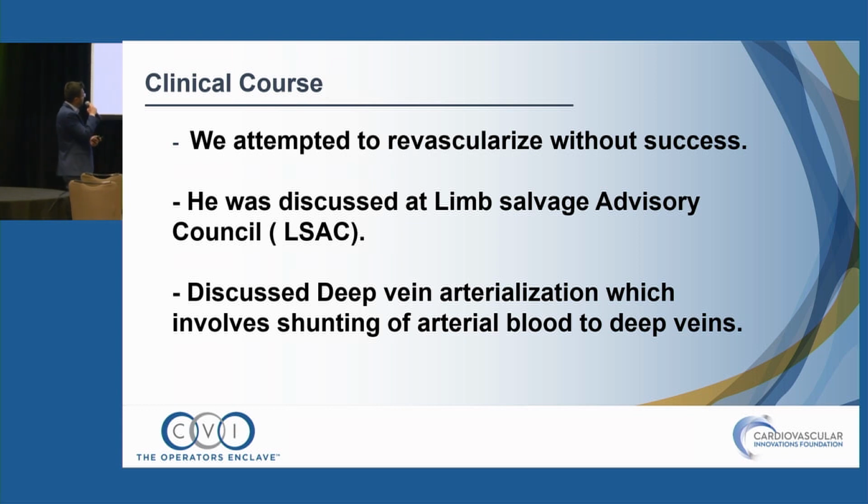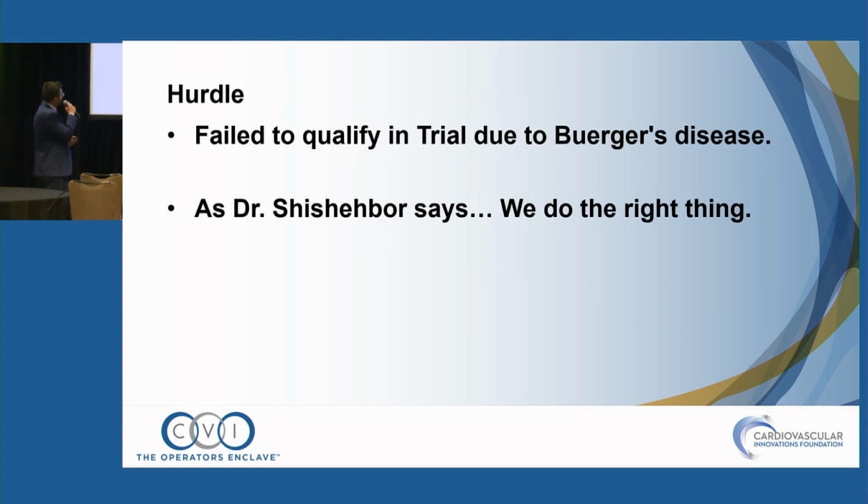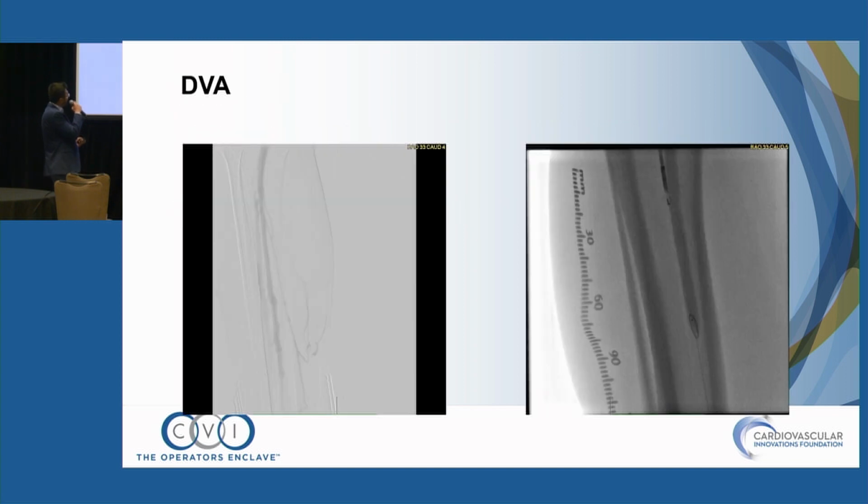We discussed this in the Limb Salvage Advisory Committee, and then a mutual decision between surgeons, vascular medicine doctors, vascular interventional cardiology, and podiatry was made to try a deep vein arterialization using a percutaneous route. But we tried to enroll this patient in the trial, and the trial committee denied because of the Buerger's disease. And I think history of smoking 6 months ago, there was some cutoff there. But as Dr. Shishehbor says, we always do right things, not wrong things. So we went ahead and did it anyways, off the shelf.